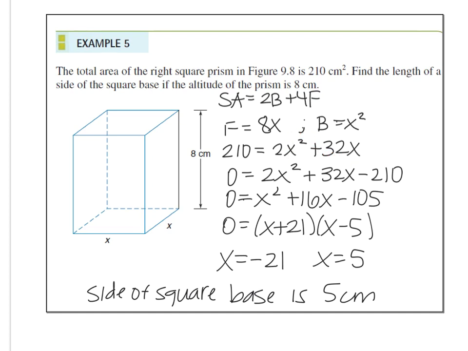So I see that I have a quadratic. I have to set it equal to 0, so I go ahead and move over that 210. Now I notice that all of my terms are even, so I divide them all by 2 to give me something a little bit easier to work with. And I end up factoring it with x plus 21 and x minus 5. So that gives me x equals negative 21 and x equals 5. We can't have a negative side length, so the only possibility here is that x is equal to 5.